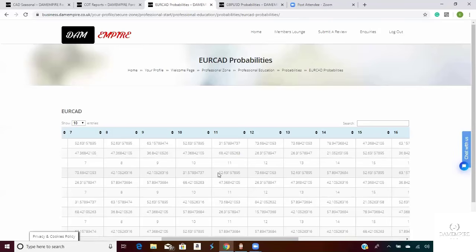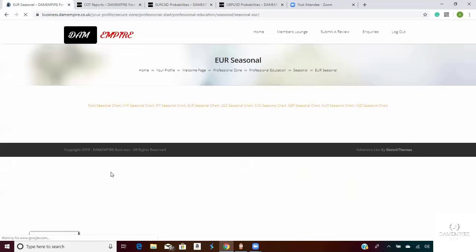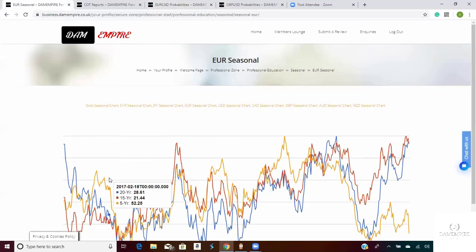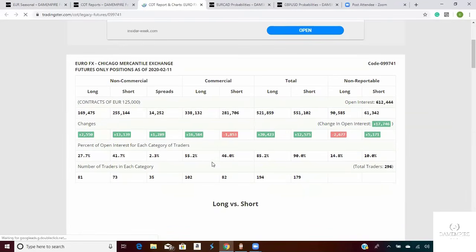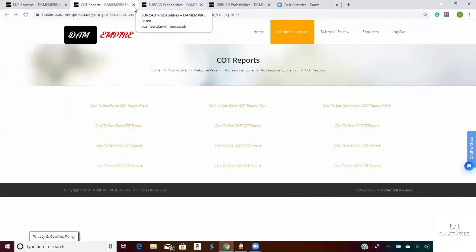But this is EURCAD. This is like a complete opposite. This is all buys. You look at the euro. I know CAD falls, but euro on the 17th is supposed to be falling to the 22nd, but the probabilities say it's supposed to buy, so those don't match up. And then COT, they want to buy too. I didn't like it personally. All right.